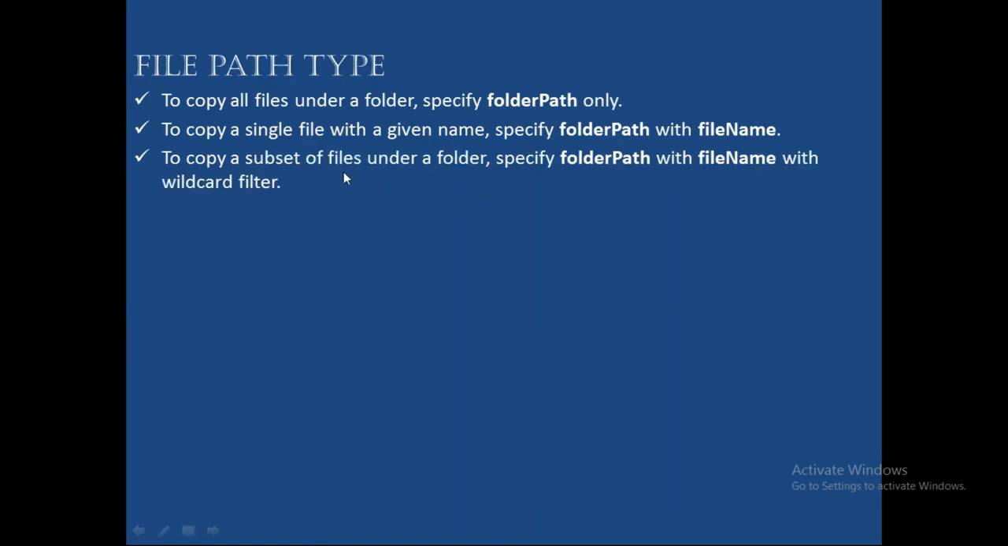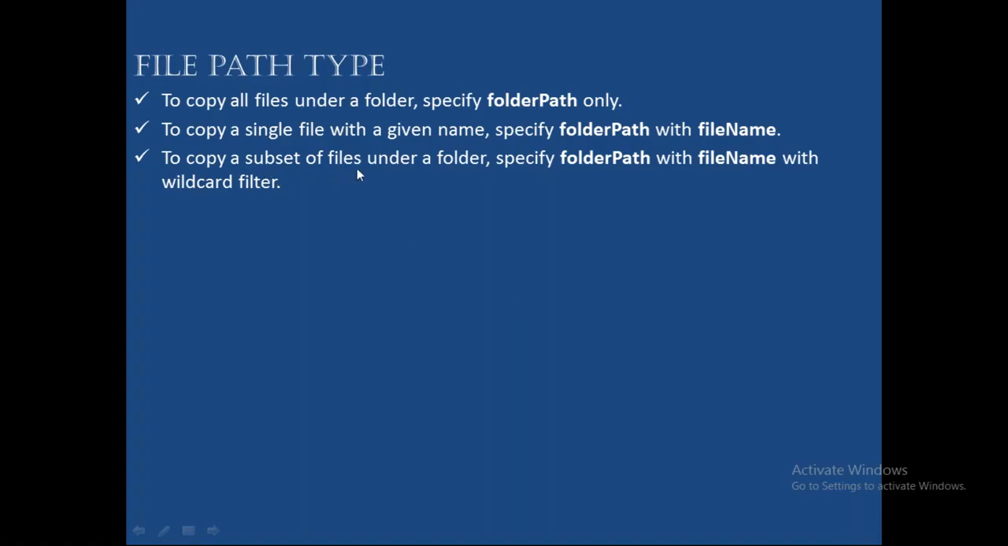Next, to copy a subset of files under a folder, you have multiple files in a folder. Example, sales underscore US, sales underscore India, sales underscore Australia. So you have something like this. Next, orders underscore US, orders underscore India, something like that we have. Now I want to move all the sales files. That is the subset. You have sales files in a folder. You have orders files in a folder. Now you want to take some subset, that is nothing but you want to pick only sales files and load it into your target.